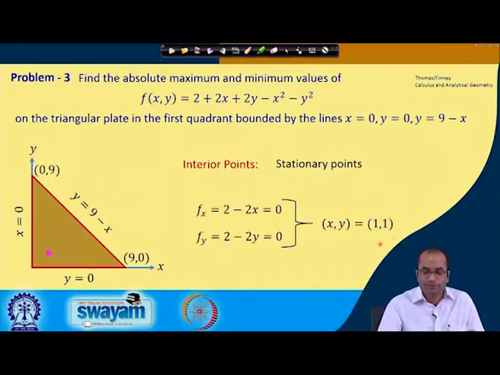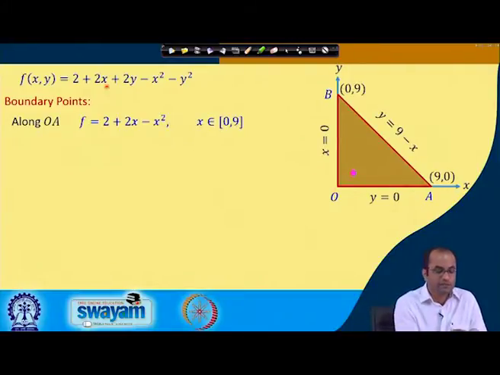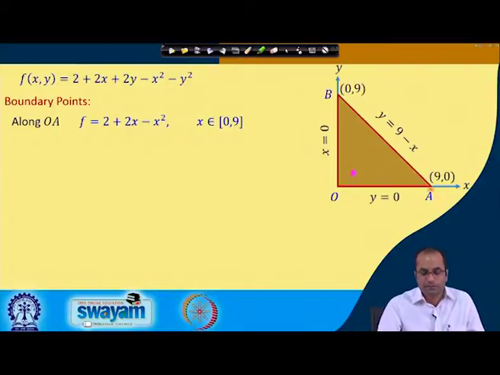So, definitely we will test at this point what is the value of the function later on. So, we have one point, and now the boundary points we have to look. So, along this OA line here, y is 0. So, we can set in our f x y as y = 0. So, f will be 2 plus 2x minus x square, and x varies from 0 to 9.